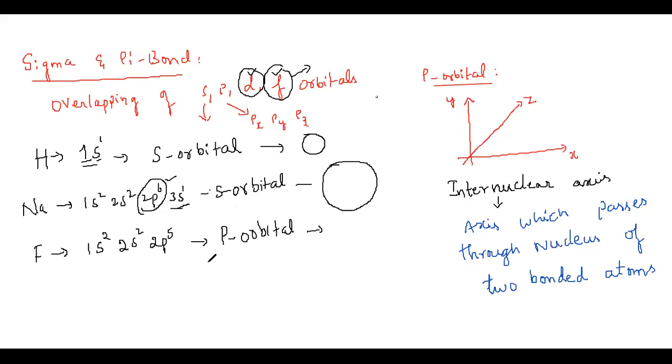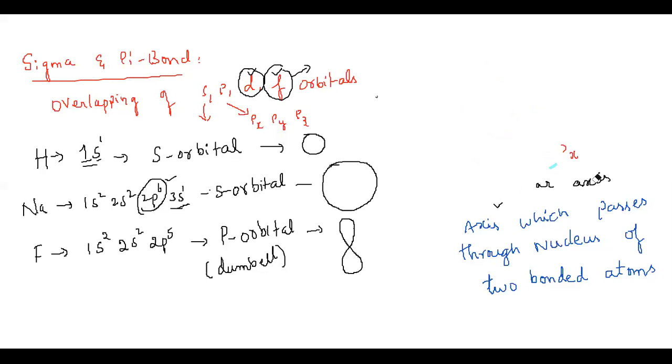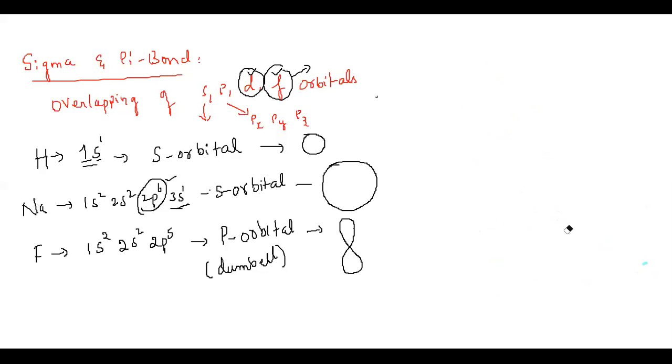What is the shape? Shape is going to be dumbbell. So you can see here 2p5. You can take it as a dumbbell shape, so it will be like in this manner. Similarly, if the valence shell comes into the d orbital, then it is going to be double dumbbell. And in the case of f orbital, we will be trickle down.